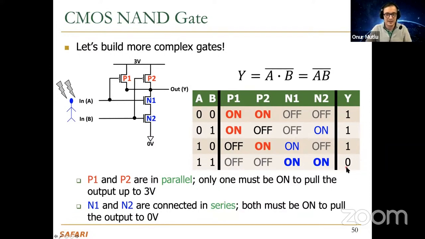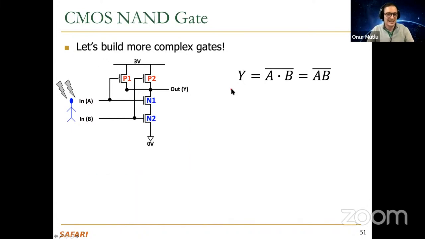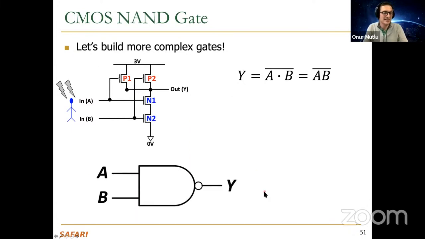Okay, now you see, only if A and B are 1, you get Y equal to 0. So we represent this circuit as Y equals the complement of A AND B, meaning you take the AND of A and B, which leads to 0, 0, 0, 1, and you take the complement of that, which leads to 1, 1, 1, 0. Or you just directly think that this is a NAND. Makes sense, right?